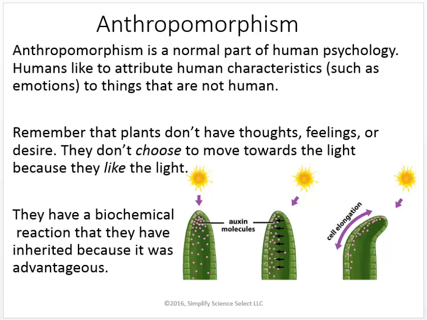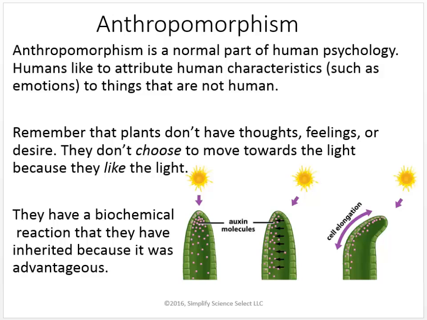In this case, it's simply a biochemical reaction. It's this movement of these auxin molecules. You end up with more on the dark side and less on the light side, which elongates the dark side, which bends it towards the light side. That's something that's evolved over time because plants that could do that had an advantage. It doesn't have anything to do with their choices.